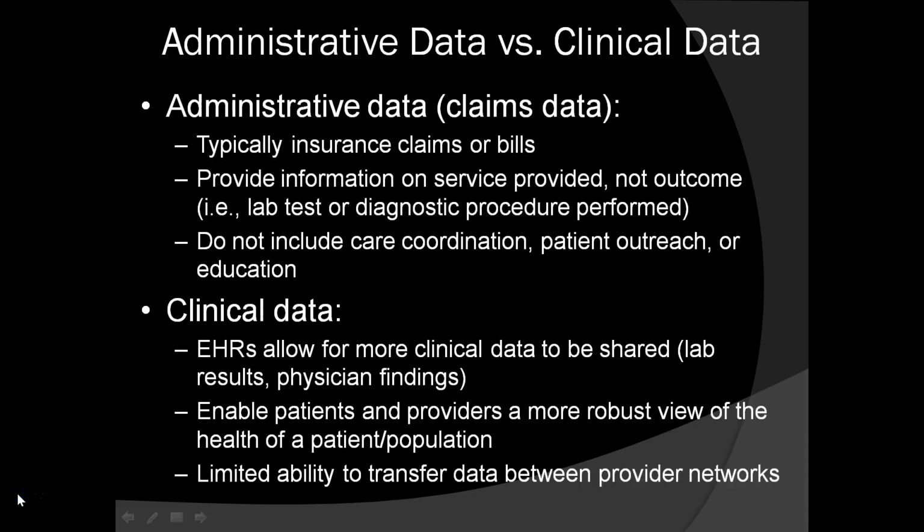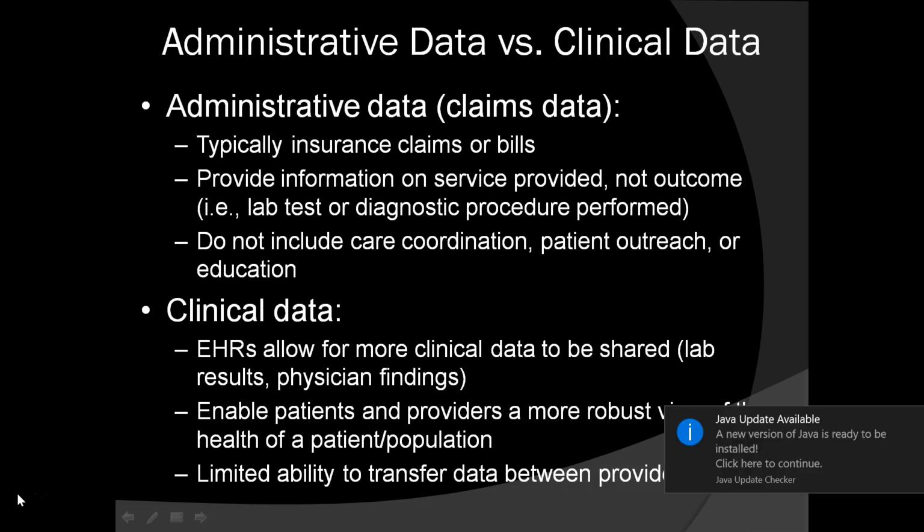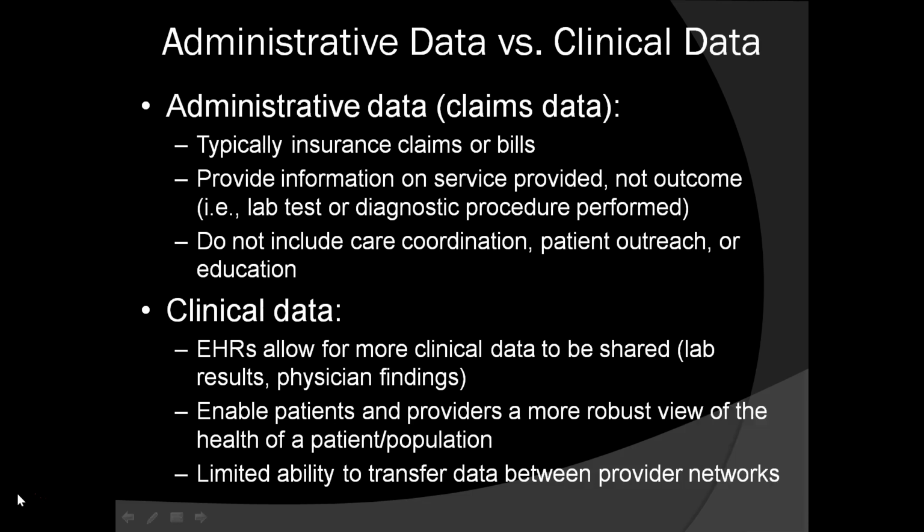Administrative data versus clinical data. Administrative data are like claims data, typically insurance claims or bills. They provide information on services provided, not the outcome, such as a lab test or diagnostic procedure performed, and they do not include care coordination, patient outreach, or education. Still, administrative data provide a useful view of the care process. They have the advantage of being structured with discrete fields and common code sets for the patient's diagnosis, services provided, and procedures performed. And also, they reflect all covered services that a patient received from any provider.